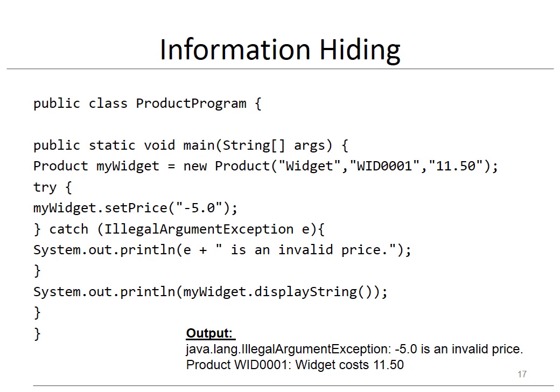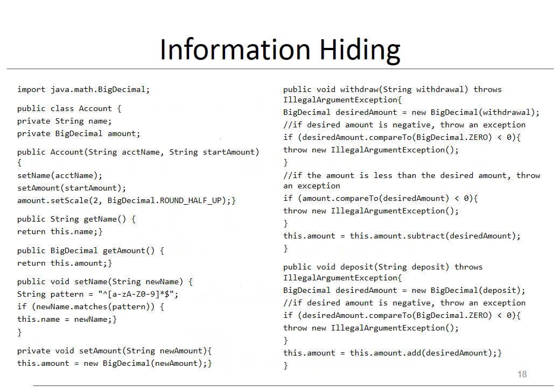Indeed, since the price is set to -5, it will raise an exception saying java.lang.IllegalArgumentException: -5 is an invalid price. Here you can see another example of information hiding and the use of getter and setter methods.